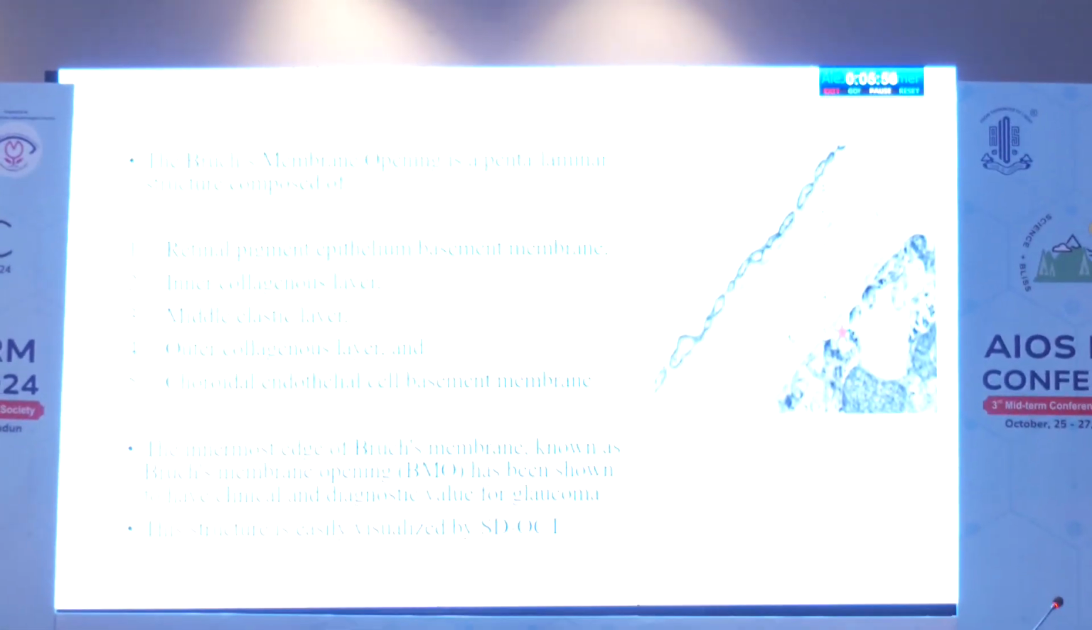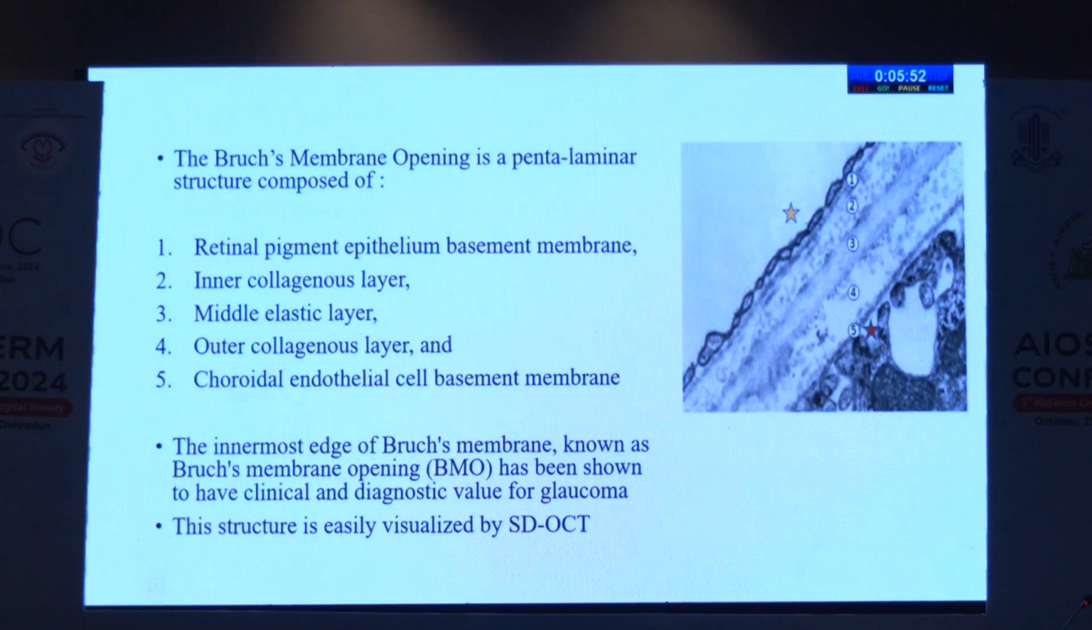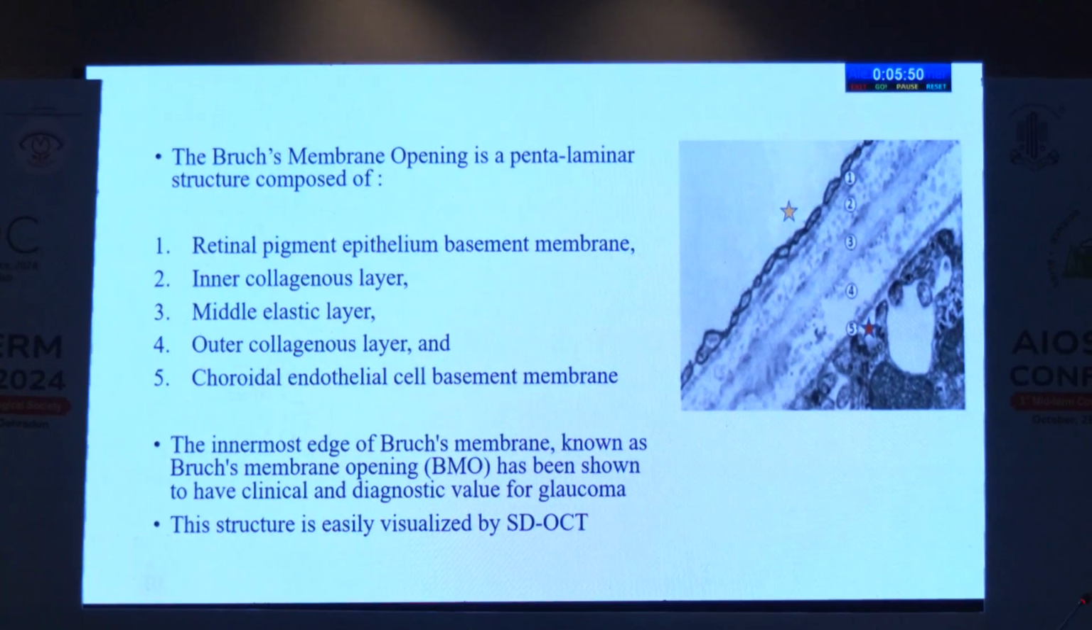So what's a Bruch's membrane opening? It's a pentalaminar structure composed of retinal pigment epithelium basement membrane, inner collagenous layer, middle elastic layer, outer collagenous layer, and the choroidal endothelial cell basement membrane. The innermost edge of the Bruch's membrane, known as the Bruch's membrane opening, has been shown to have clinical and diagnostic value for glaucoma, and this structure is easily visualized by the SD-OCT.